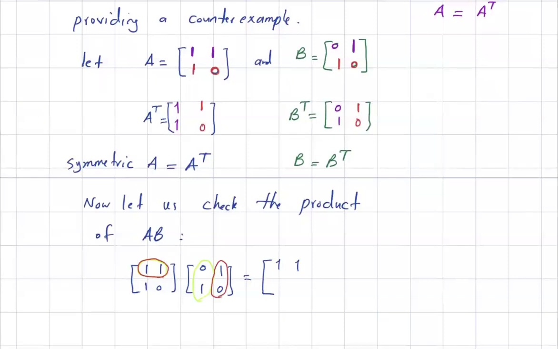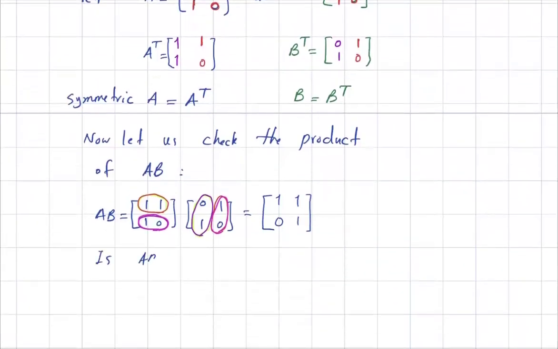Repeat this process for the second row. The dot product between the second row and the first column gives you 0. And let me use a different color. The dot product between the second row and the second column gives you 1. Well, let's check this matrix. This is A times B.